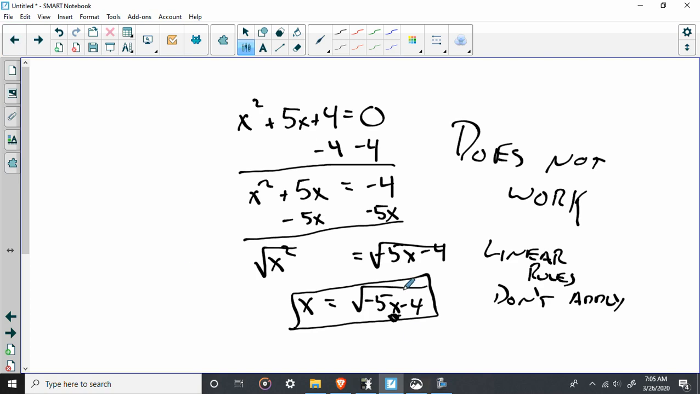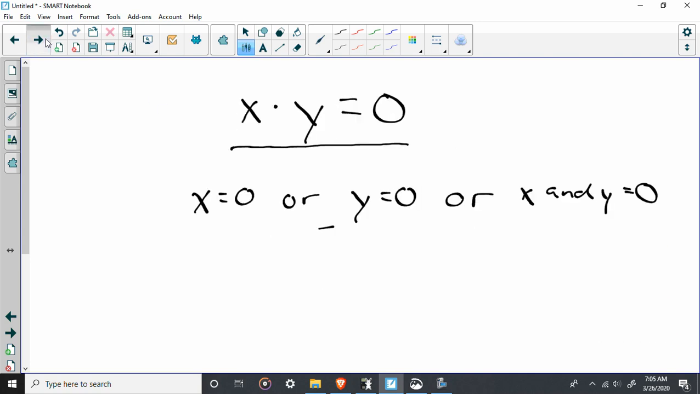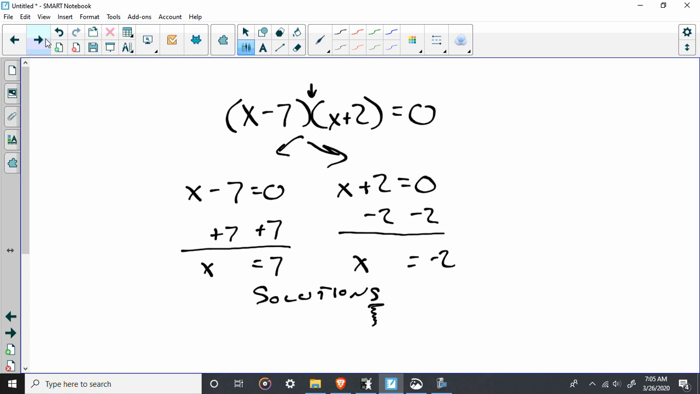This is why this didn't work, because your linear rules, if you guys remember, linear equations, either they have an answer or they don't. It's a one answer or no answer situation. Here, there are two. And we'll talk about why that happens.